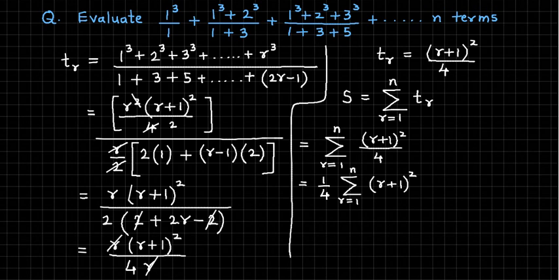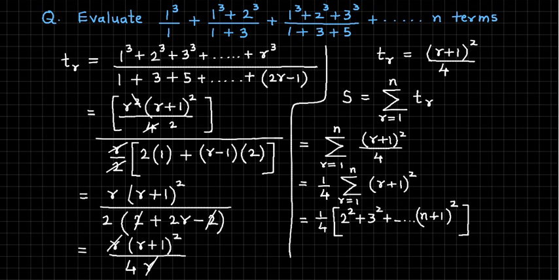Correct? So that means if we literally list down all the terms, which is nothing but 1 upon 4, now when we put r equal to 1 in the expression, we will get 1 plus 1 the whole square, it is nothing but 2 square, plus when we put r equal to 2, we will get 3 square, and so on up to, at the end we will get (n plus 1) the whole square, correct? So this is what we have to find out. Okay. Now let us find that.